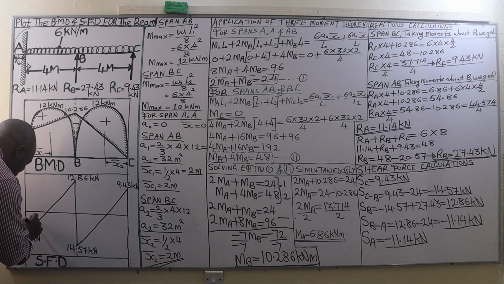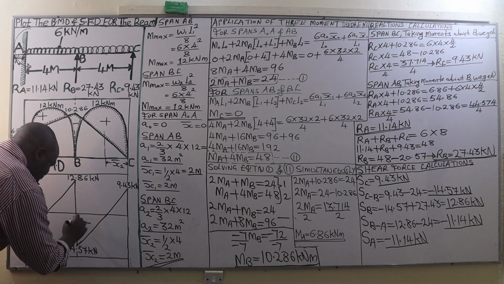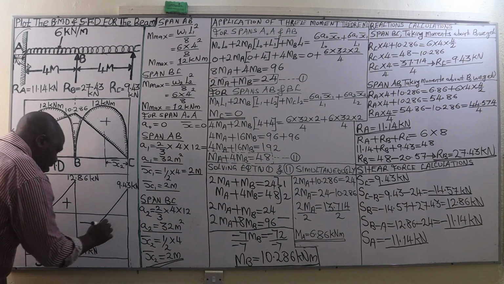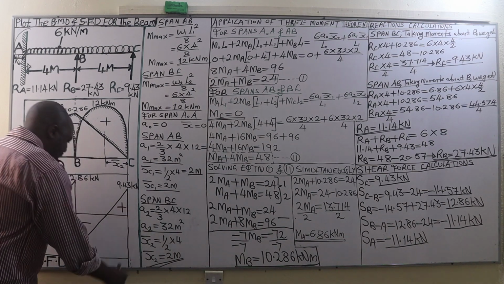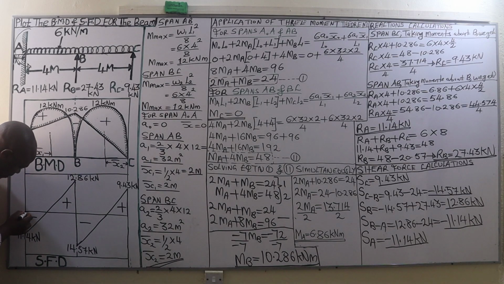And what we are going to do, this shear force is going to be negative. This one is negative. This one is positive. This one is positive. And then finally, we are going to shade off the outline of our shear force diagram so that it appears more clear and visible.